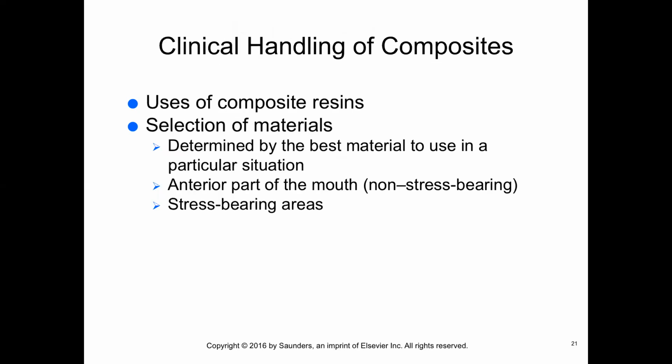Composite materials are used in all classes of restorations, from class 1 to class 5. The anterior portion of the mouth. In the anterior portion of the mouth, the material selected is usually based on the ability of the material to match the color of the teeth and achieve a high polish. Macrofills, microhybrids, and nanohybrids are well suited for this purpose. In stress-bearing areas of the posterior part of the mouth, one of the hybrid composites is usually chosen for its strength and wear resistance. Flowable composites should not be used in areas subject to stress or abrasion because they are weak and wear more rapidly.